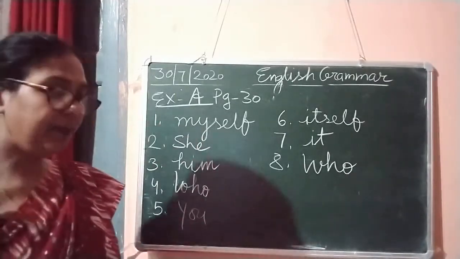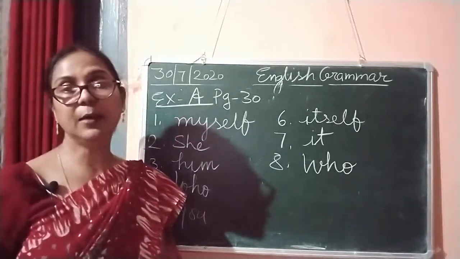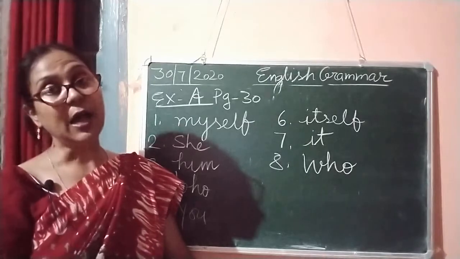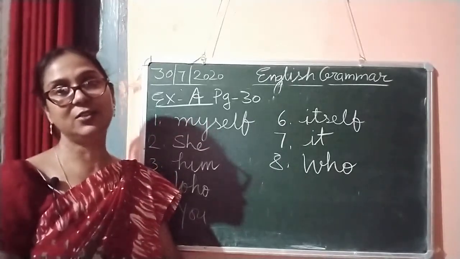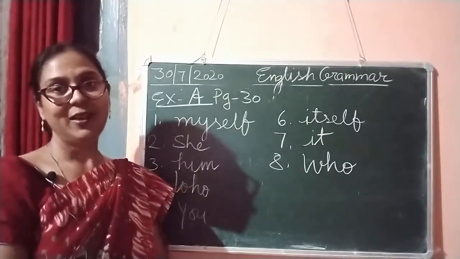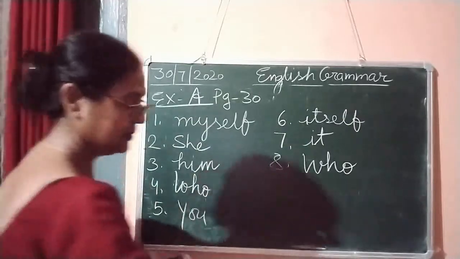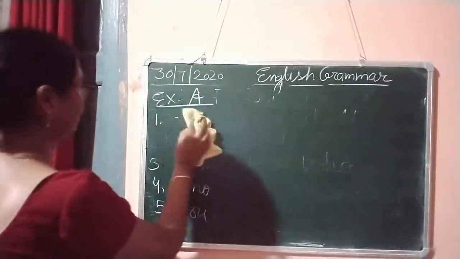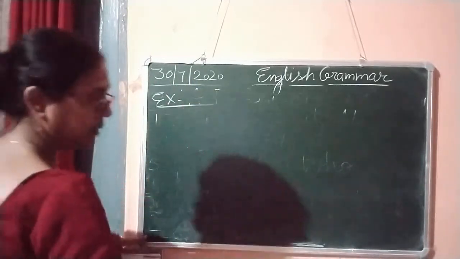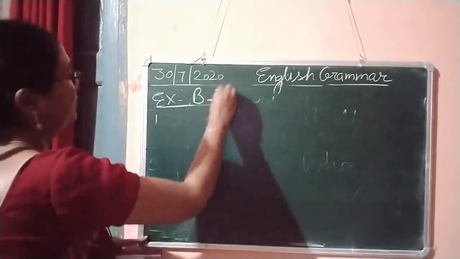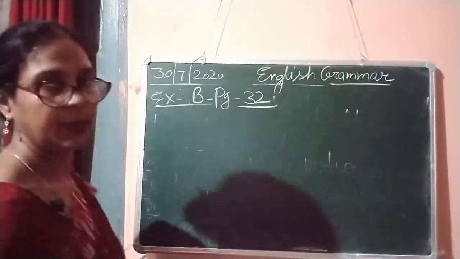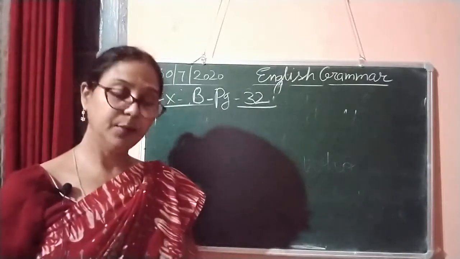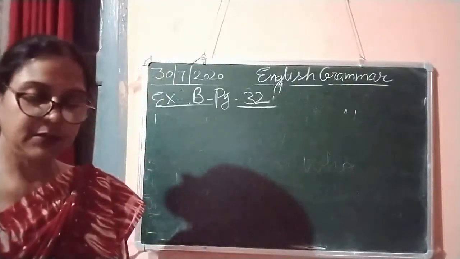Next exercise: fill in the blanks with appropriate personal pronouns. As we have studied, these are the personal pronouns: I, we, you, he, she, it, they. These are all personal pronouns. So now we are going to complete this exercise. Exercise number B, page number 32. Take out your page number 32, turn over your page, and we are going to complete exercise number B. Fill in the blanks with appropriate personal pronouns.